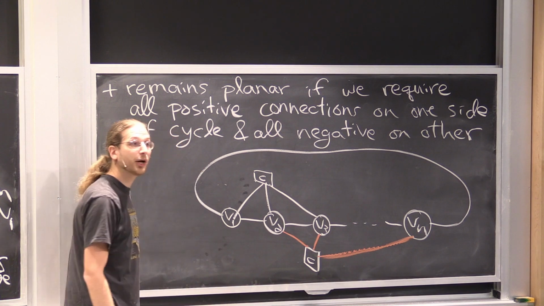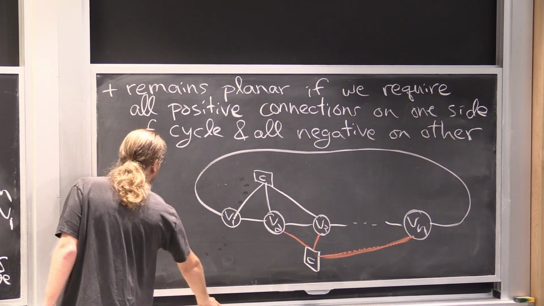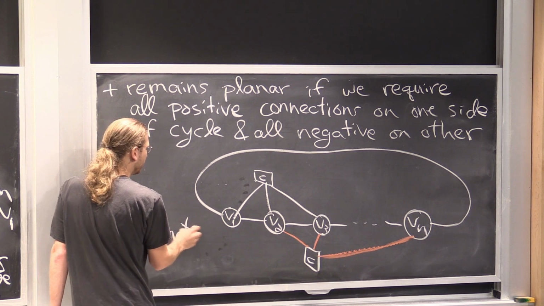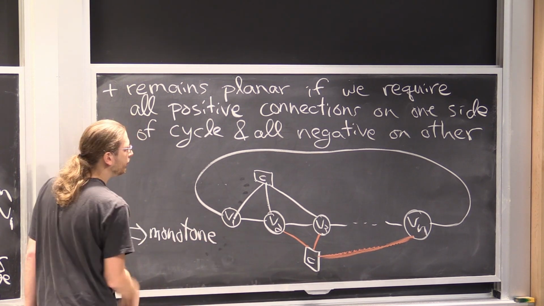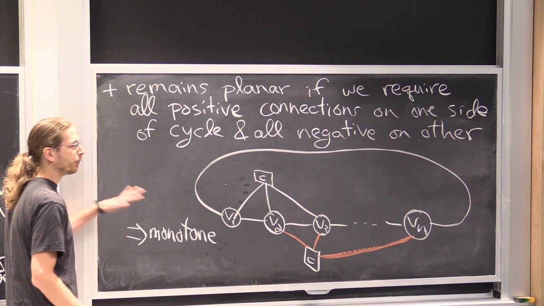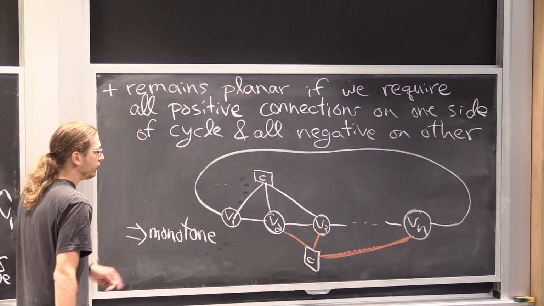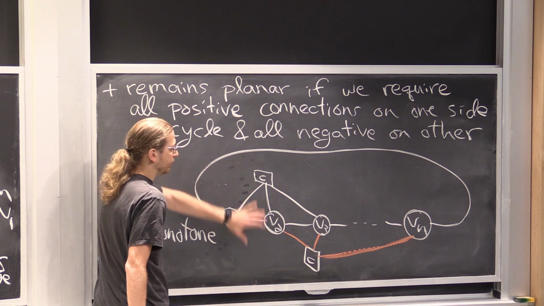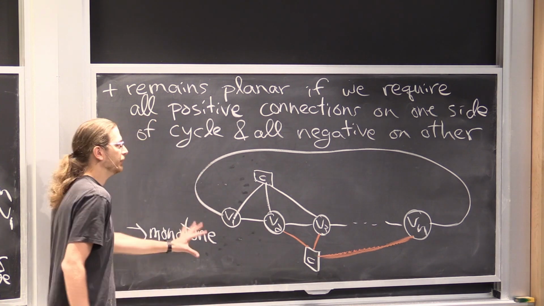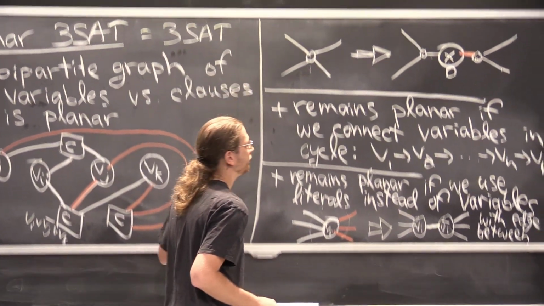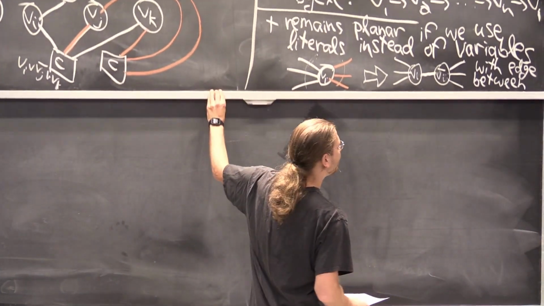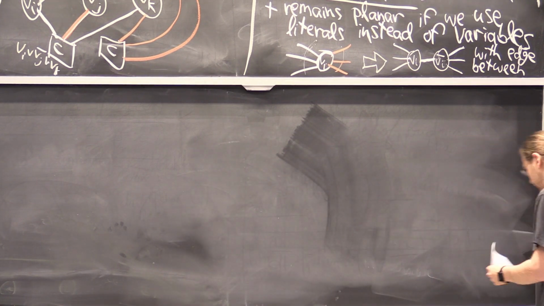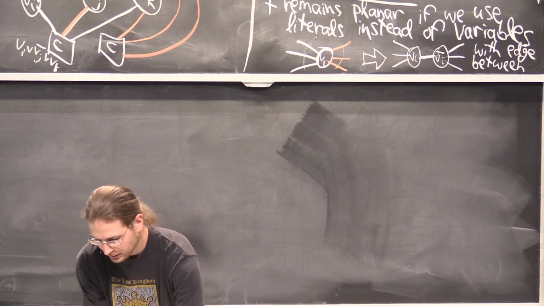Okay, this is monotone 3-SAT again. So this implies monotone. We know monotone 3-SAT is hard. Now we're claiming that planar monotone 3-SAT is hard when all the positive clauses are on one side of the variable cycle and all the negative clauses are on the other side. This is really helpful. I haven't yet given this problem a name because it has a name that uses another word, which I should first introduce. So that's the next page.